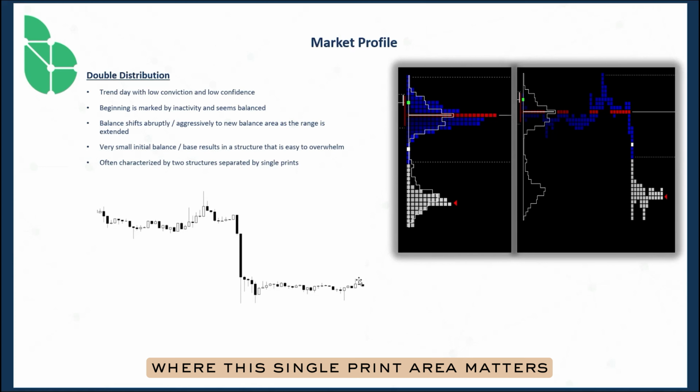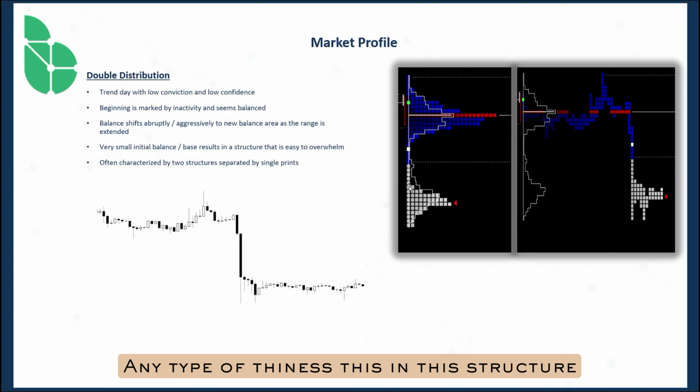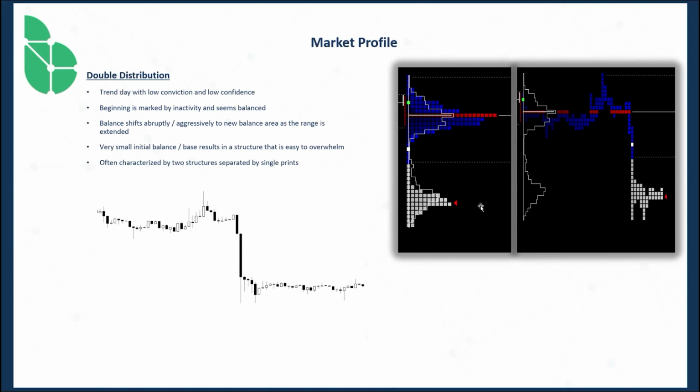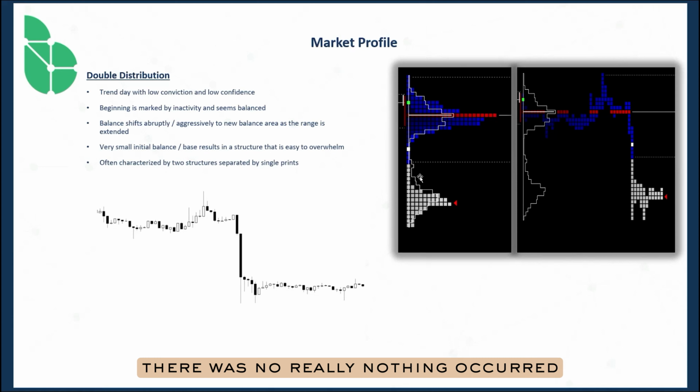And here's where this single print area matters, because once we start getting acceptance into this area where the single print exists, you'll typically see that we're going to resolve this structure by moving back up through it. So any type of anomaly, any type of thinness in the structure, over time, we're going to look for these areas to be filled. And if this is immediate and we start to see that we're getting acceptance into this area where there's really no volume that was transacted, really nothing occurred, right?